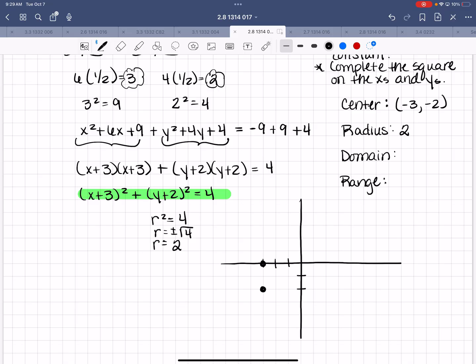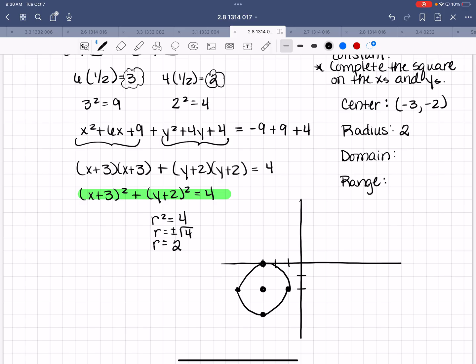Got my low battery message. I'm going to go right 2. I'm going to go left 2. And I'm going to go down 2. That was not a good circle. It's a little lopsided there.